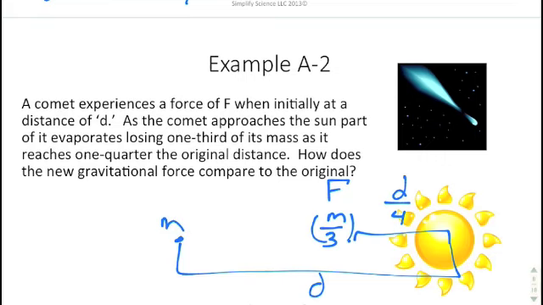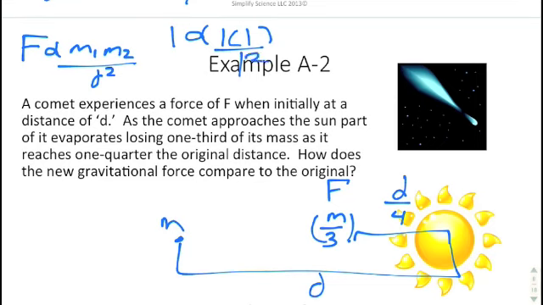The easiest way to do these questions is this. We're saying F is proportional to m1 m2 over d squared. Plug in 1 for everything for the first go around. So the original F is 1, the original m is 1, the original d is 1. So 1 is proportional to 1 times 1 divided by 1 squared. And you say, well, that's pointless. Why would I do that?